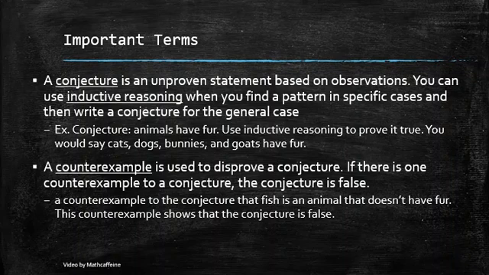However, a counterexample is used to disprove a conjecture. If there is one counterexample to a conjecture, the conjecture is false. For example, a counterexample to the statement that all animals have fur would be to say that a fish is an animal and it does not have fur. This counterexample proves the original conjecture is false.